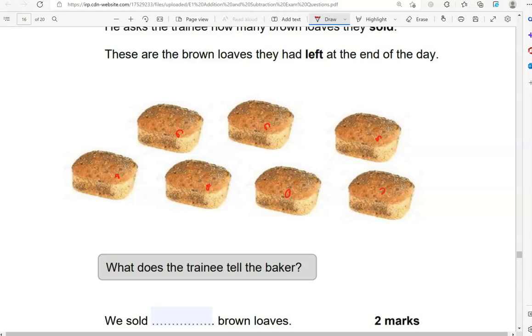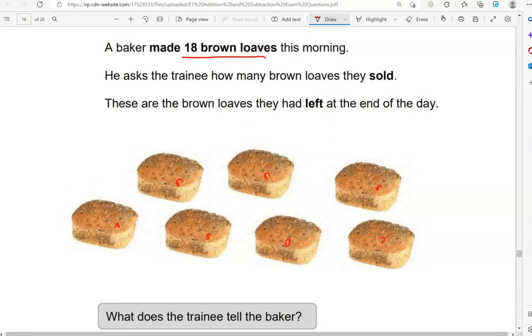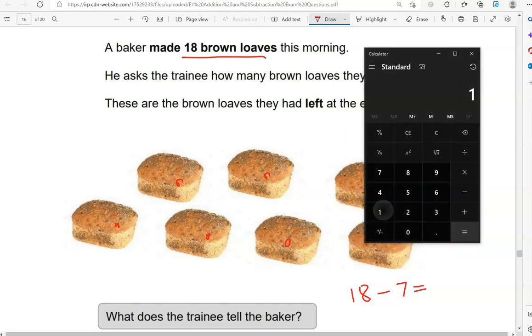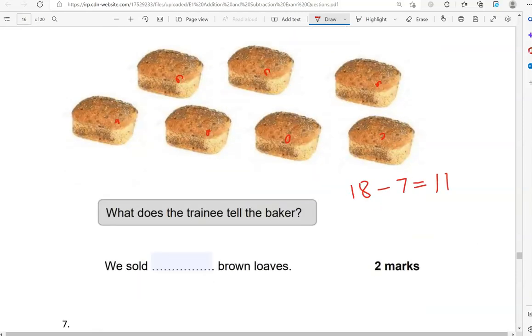So in the morning there were 18. So take away 7. That gives us 11. We sold 11 brown loaves. That's what the trainee will tell the baker.